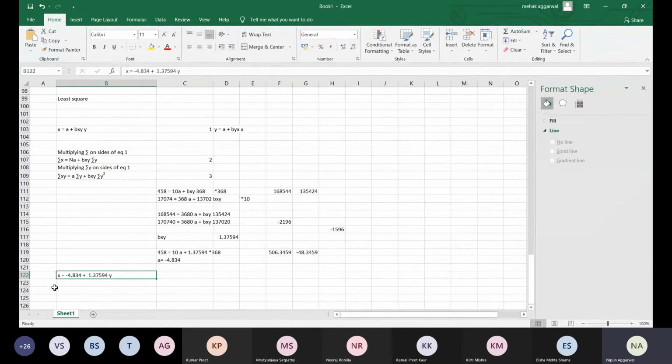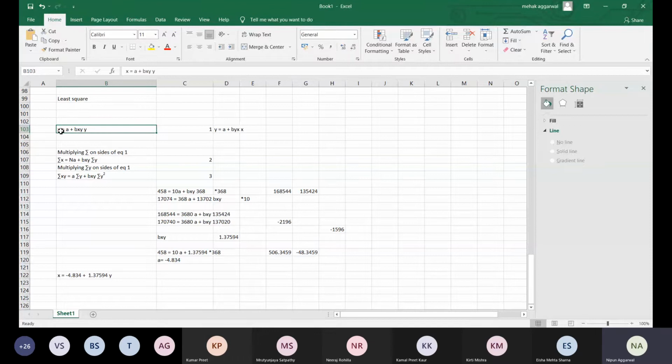So this is your least square method, you can see. In this we can do, first, the general equation of x on y. Now we want two equations to solve these two variables a and bxy. For that, the first equation can be found by multiplying sigma on both sides. So this equation becomes sigma x is equal to na plus bxy sigma y. So this becomes one equation.